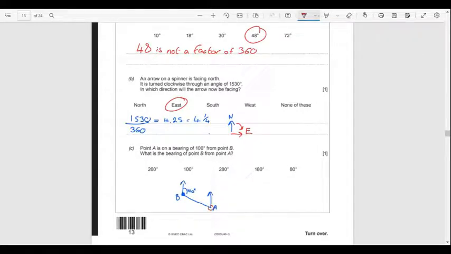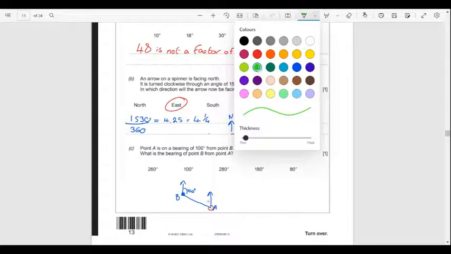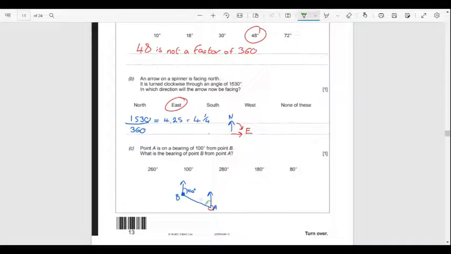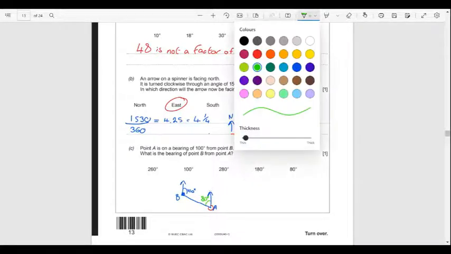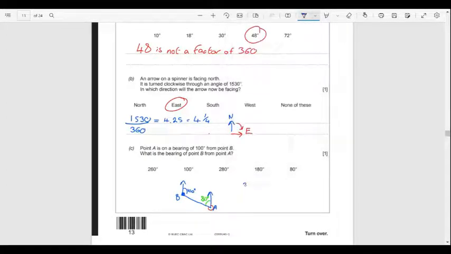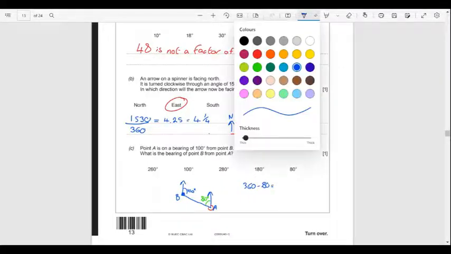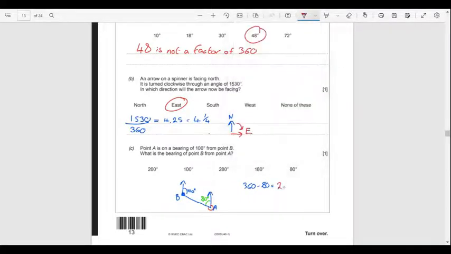Now, internal angles of parallel lines add up to 180. So this internal angle is 80 degrees. All angles around a point add up to 360. So 360 take away 80 is equal to 280 degrees. So that's my final answer there, okay? Moving on.